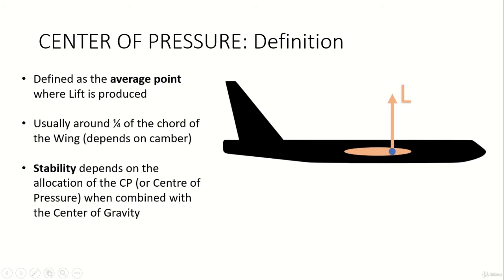This can be deduced mathematically and is usually approached for many problems, but the idea is that it is very, very close to 1/4 of the chord. This especially depends on the geometry of the wing itself. It depends on the camber, so actually the form, the geometry of the wing, right? What else? Stability depends on the allocation of the center of pressure. And it actually depends on comparing the position of the center of pressure with the center of gravity. So basically you have to compare one to another. Let's see this.